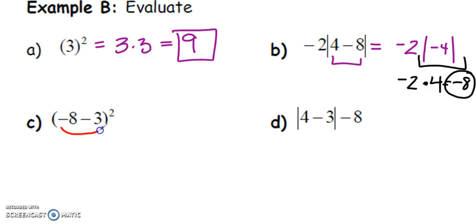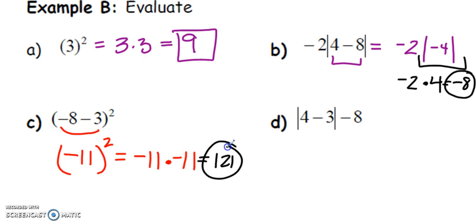In letter C, again, we're solving inside the parentheses first. -8 minus 3, it's like I spent $8, I spent $3 more, so that's -11. And then we're going to do -11 times itself, that's the squared portion. Negative times negative is a positive, and 11 times 11 is 121.